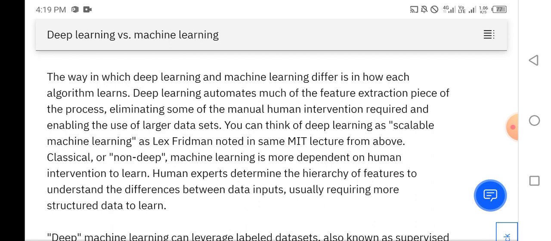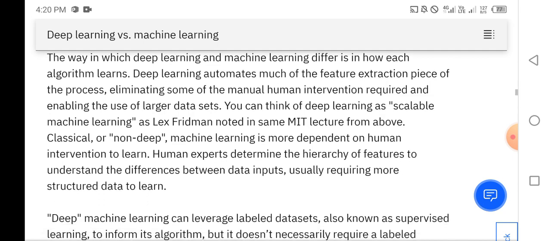The way in which deep learning and machine learning differ is in how each algorithm learns. Deep learning automates much of the feature extraction piece of the process, eliminating some of the manual human intervention required and enabling the use of larger data sets. You can think of deep learning as scalable machine learning, as Lex Fridman noted in an MIT lecture.